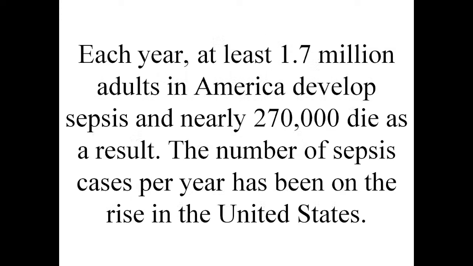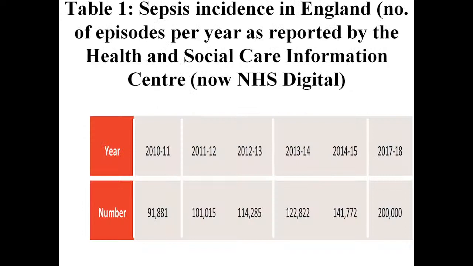Students, sepsis is a very dangerous disease, and now I give you some information about this disease. For example, each year at least 1.7 million adults in America develop sepsis, and nearly 270,000 die as a result. The number of sepsis cases per year has been on the rise in the United States. And here is other information about sepsis in England.